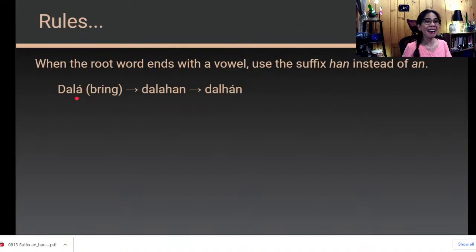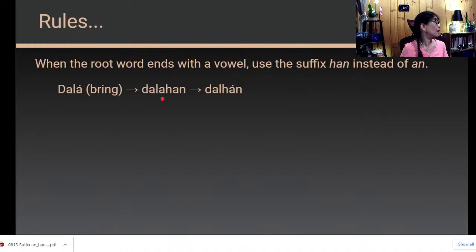This time is dala. Dala means bring. Dalahan is also a good conjugation, dalahan with H because it ends with a vowel. But of course, you need to shorten your syllables. Dalahan is three syllables. You can reduce it, skip one syllable: dalhan, instead of dalahan, from the root word dala. So dala is, I'm bringing this for you. I'm bringing this.